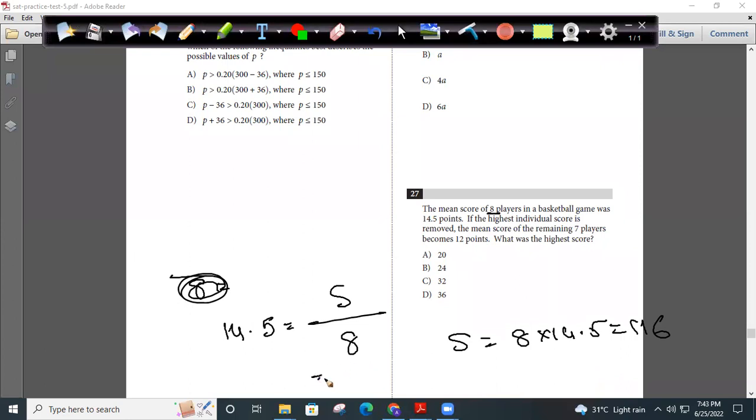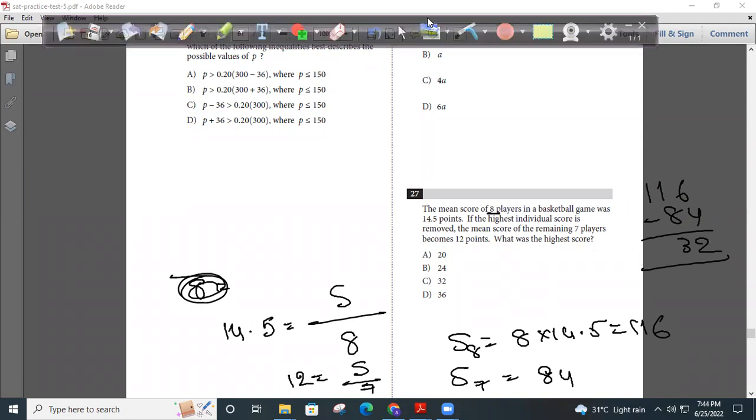Now there are only 7 players. So what is the score of the 7 players? Average score is 12. 7 into 12 is 84. So for 8 scores it is 116. For 7 scores it is 7 into 12, which is 84. So 116 minus 84 is 32. See how simple this question is.